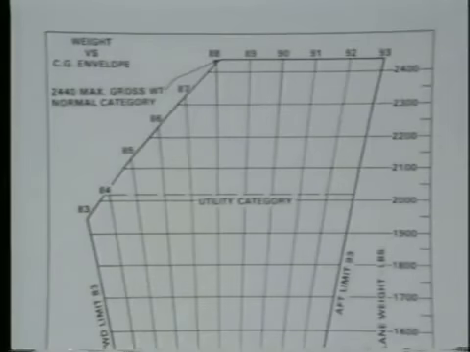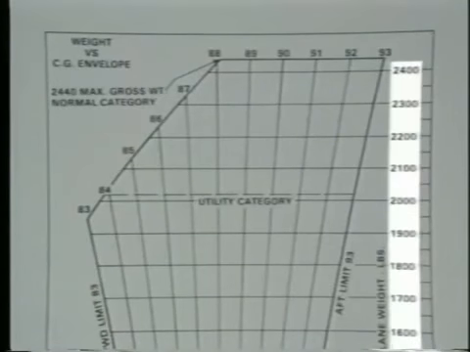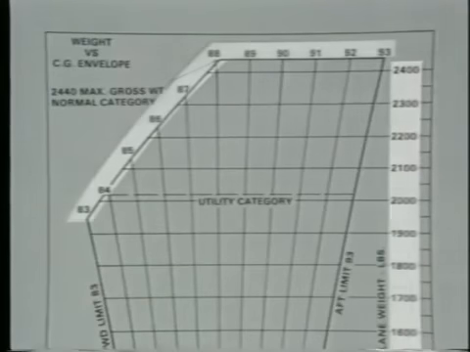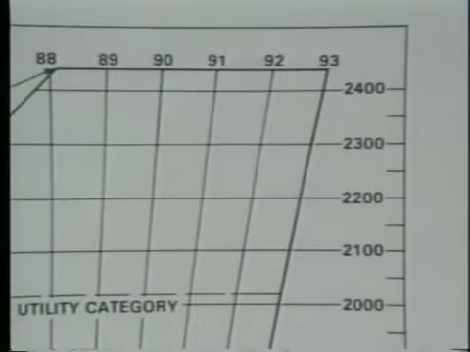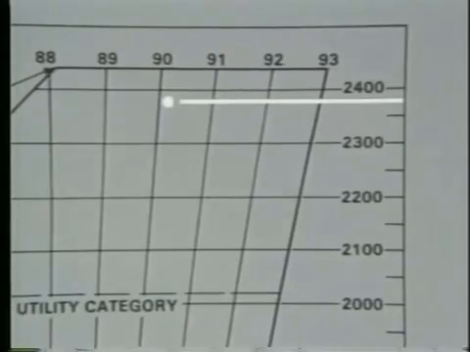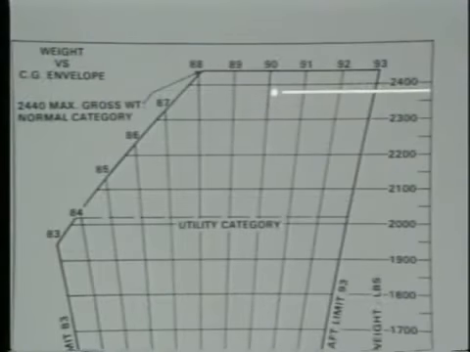To determine if the CG is within limits, refer to the airplane center of gravity limits graph. In this example, the numbers on the right represent the airplane's weight, and the numbers on the top represent the CG location. Enter the graph on the right at the number that matches the total weight of the airplane, which in this case is 2,378 pounds. Then move to a point just right of the 90-inch aft CG location. Since this point falls within the approved CG envelope, your airplane is properly loaded.